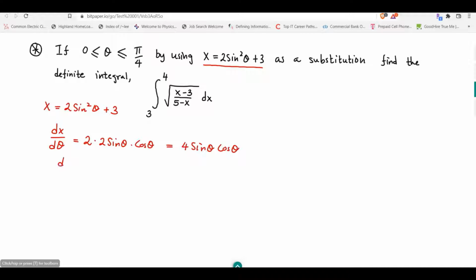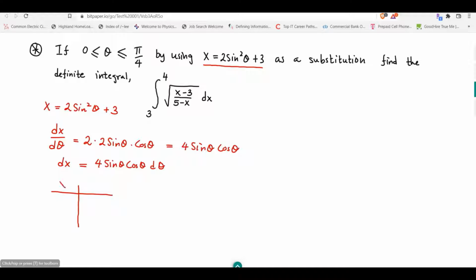So then, instead of dx in the original integral, I can substitute 4 sine theta cosine theta d theta. That's the transformation for the differential. Now let's look at the upper and the lower limits. In terms of x, you have 3 and 4. And then we need to find the corresponding theta values, because we are transforming from x to theta. So let's look at that.